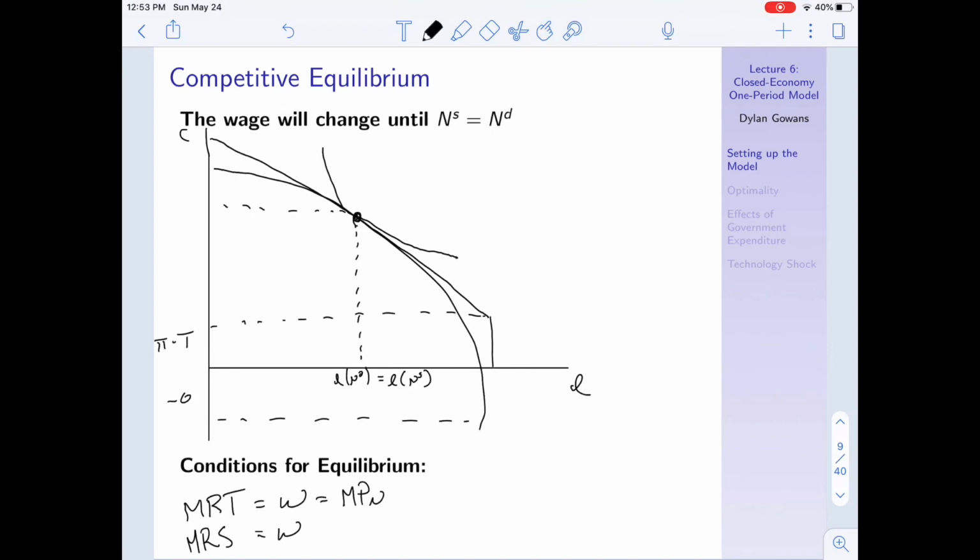And so taken together, what does this mean? It means that the marginal rate of transformation is equal to the marginal rate of substitution. Or put another way, the slope of the indifference curve at this optimal point, we'll call it point A, is equal to the slope of the production possibilities frontier, which is the marginal rate of transformation. So those are our conditions for equilibrium in this case.